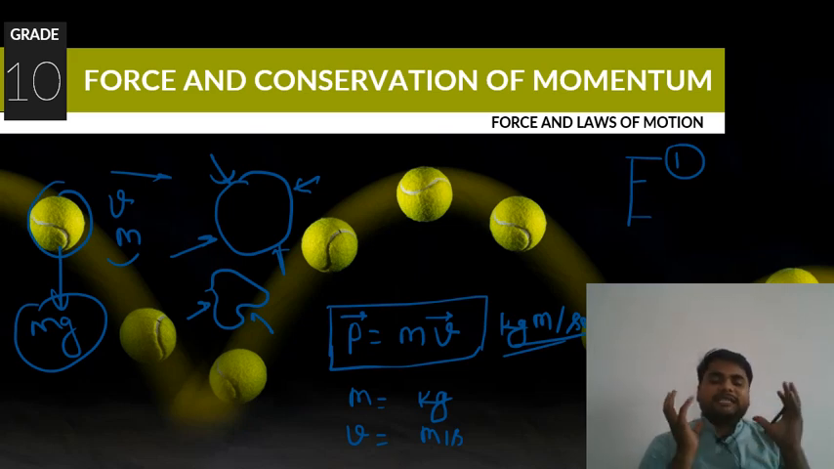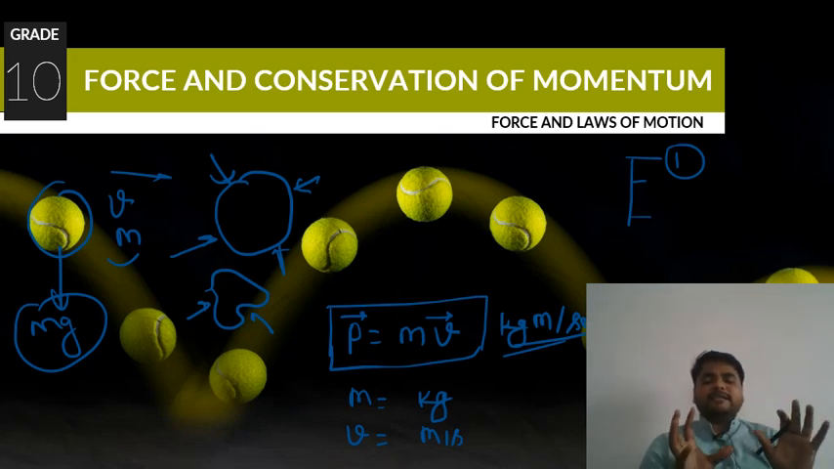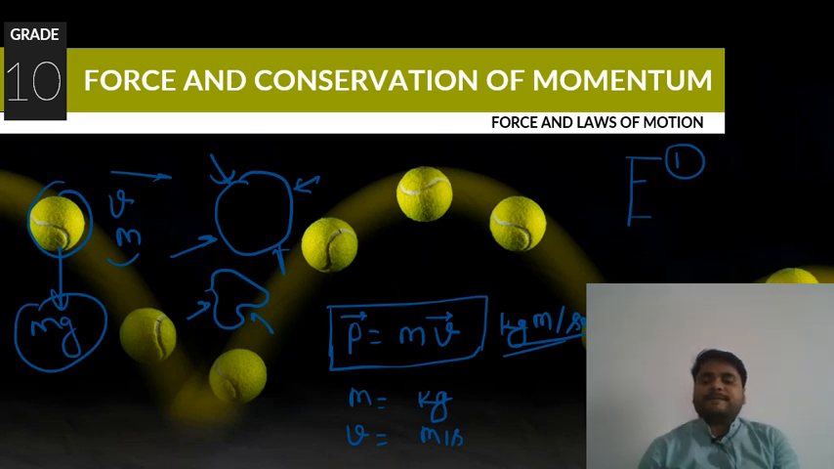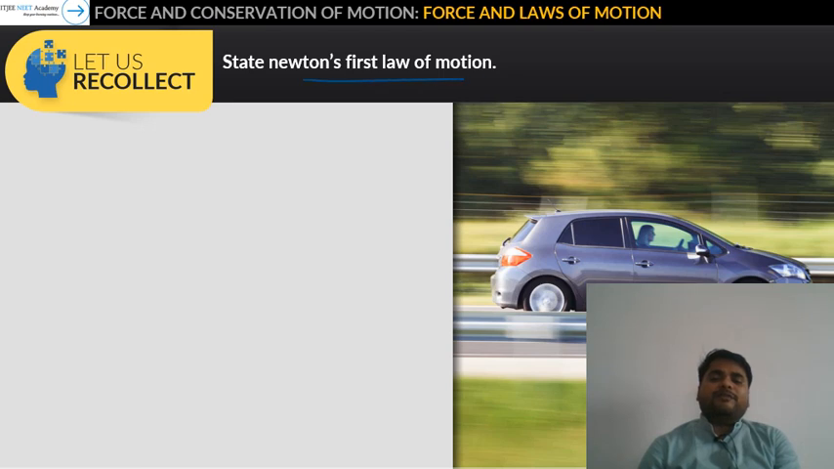Any object which is moving with certain velocity, or which is moving, may have three kinds of force acting on it. That's why the object is moving, or changing its direction, or changing its shape, or changing its motion. So there is a force acting on the object, and that is described by Newton's laws of motion. Newton gave three laws. The first is known as Newton's first law of motion.